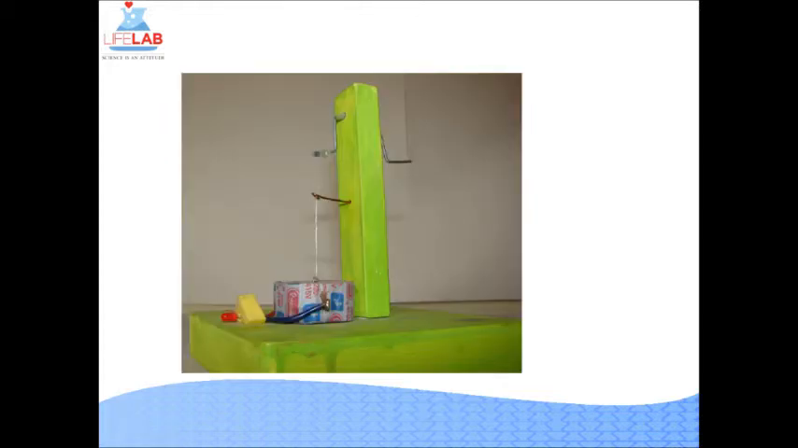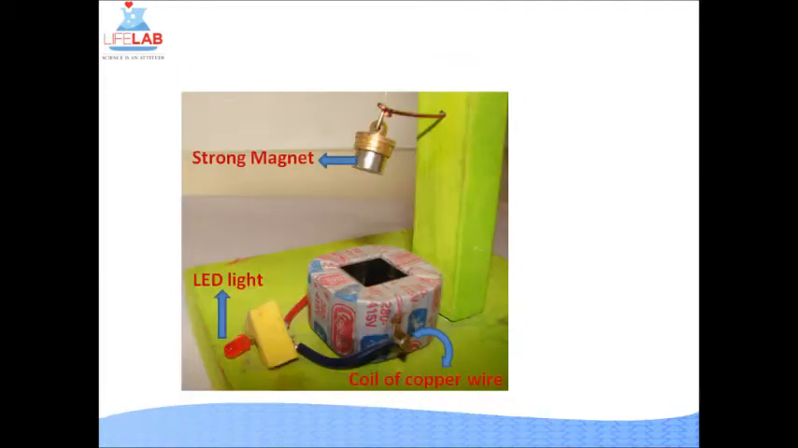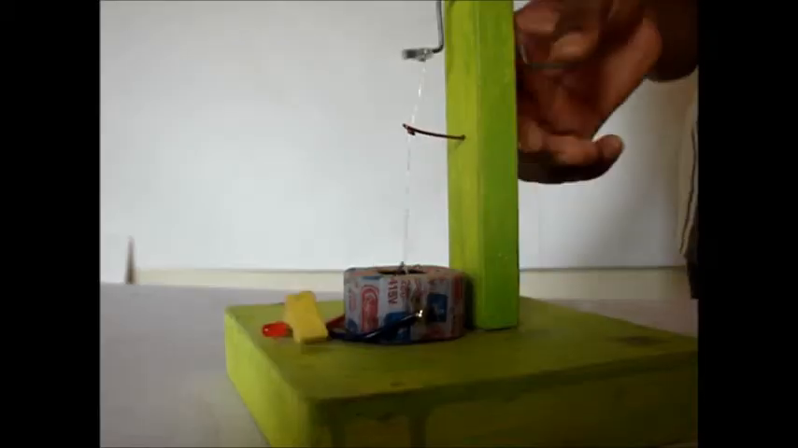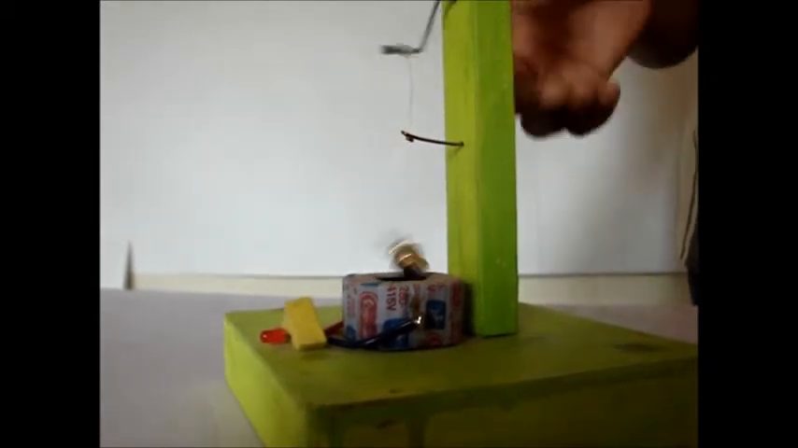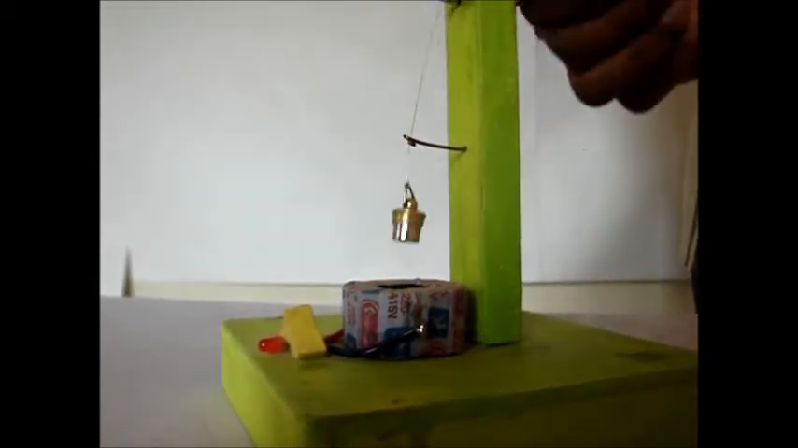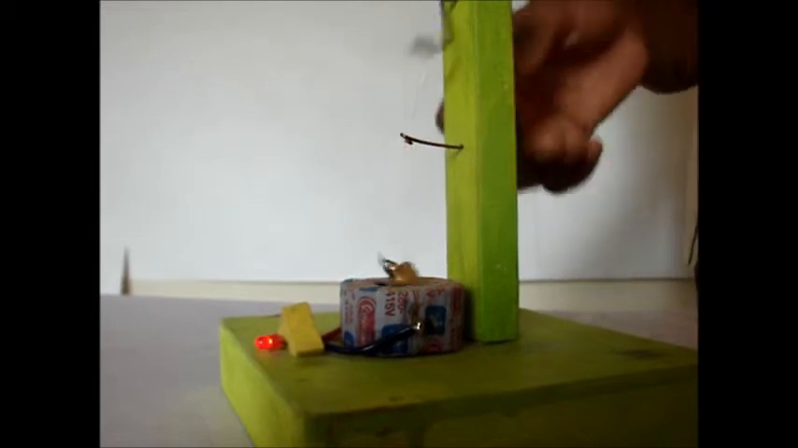In this model of a generator, what are the different parts that you observe? There is a coil of tightly wound copper wire. This is connected to an LED, and there is a strong neodymium magnet connected to a shaft. When the shaft is rotated, the neodymium magnet moves up and down within the copper coil and the LED starts glowing.